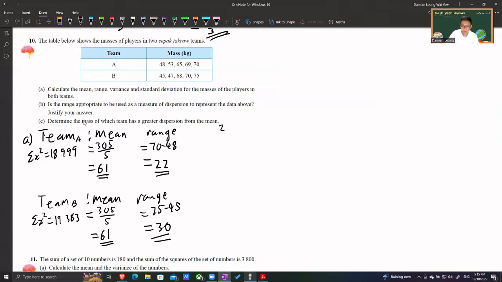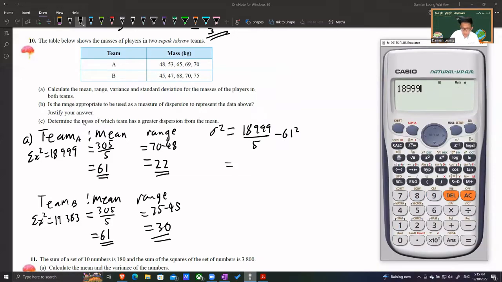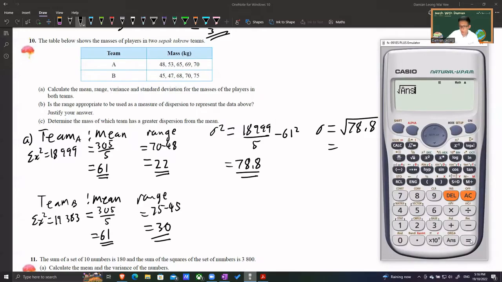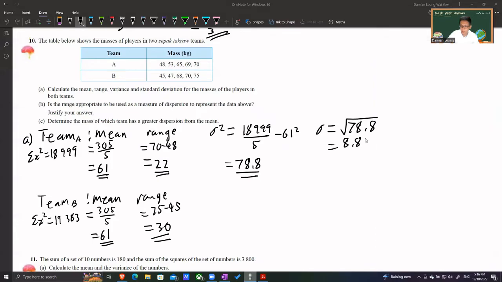So variance, sum of x square, 18999 over n, 5 values, minus mean square. 18999 divided by 5 minus 61 square, 78.8. And the standard deviation, square root of the variance. So square root of 78.8, 8.877.